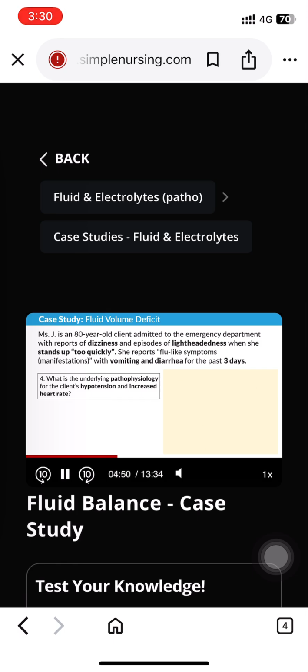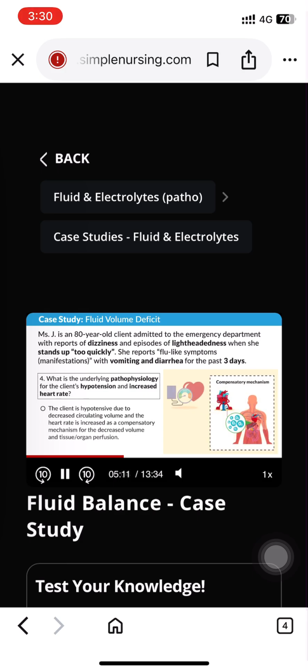All right, let's break it down now, y'all. Okay, before answering, remember the key term we used for compensatory mechanism. The body's trying to create balance and make up for the missing fluid, right? So the heart will pump faster and move the little blood it has around the body to perfuse the organs. So the correct answer here: the client is hypotensive due to decreased circulating volume, and the heart rate is increased as a compensatory mechanism for the decreased volume and tissue organ perfusion.